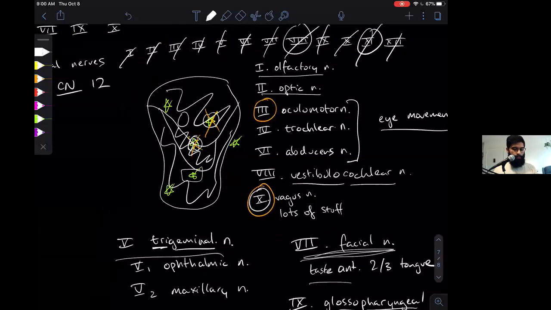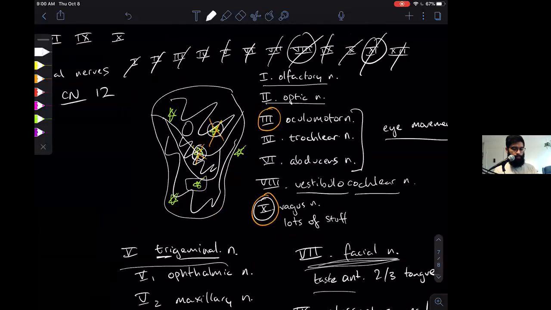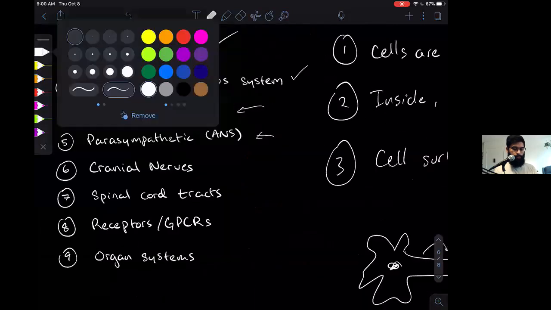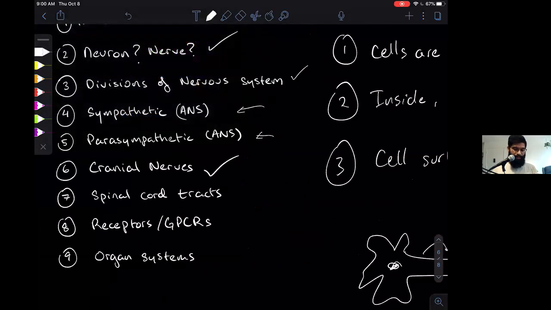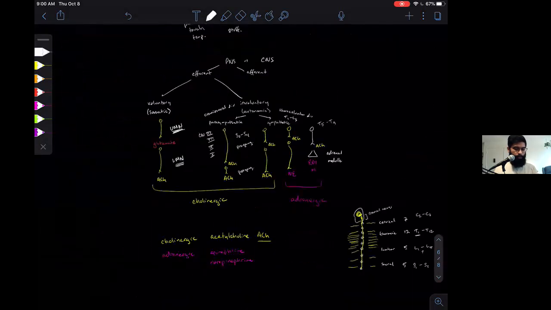All right. So we've gotten through cranial nerves. Wow, we're blowing through this. Cranial nerves. Spinal cord tracts. All right. This is something you may have learned in undergraduate physiology. So really quickly, recapping.